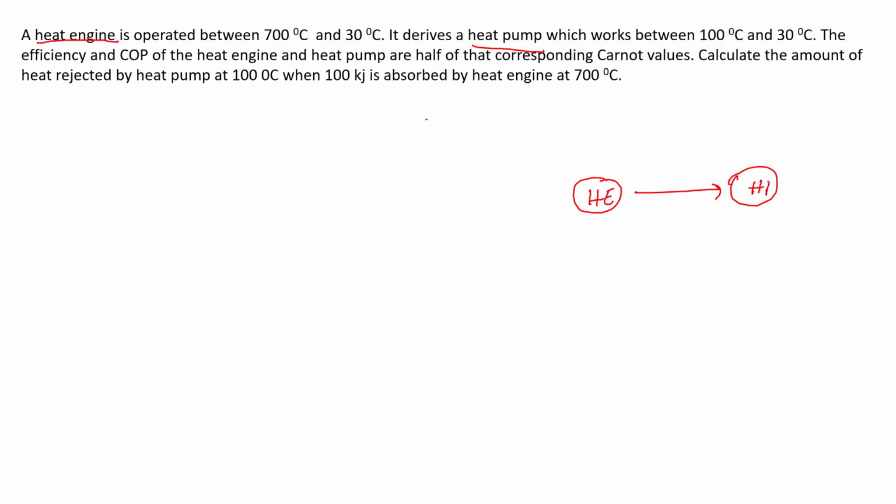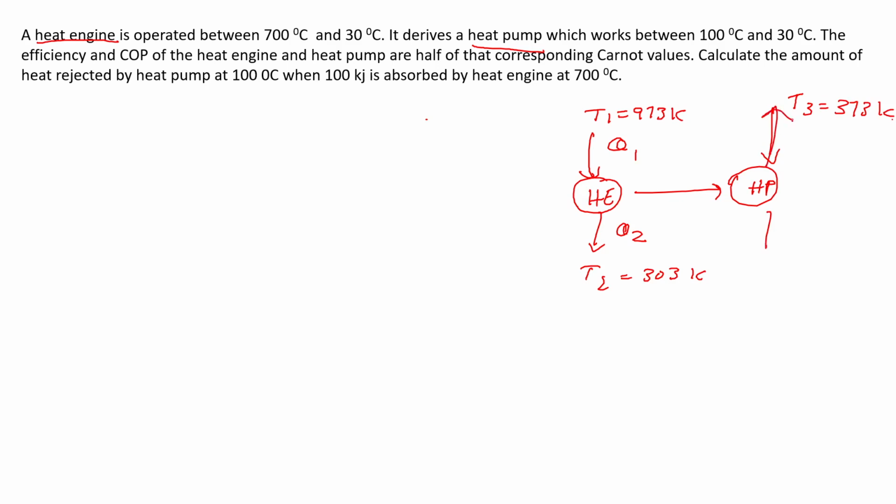The heat pump is also there. Now the temperature T1 is equal to 973 Kelvin. Input and output temperature: Q1 will be the heat, Q2 will be the heat rejected, and T2 will be 303 Kelvin. Now here T3 will be 373 Kelvin.